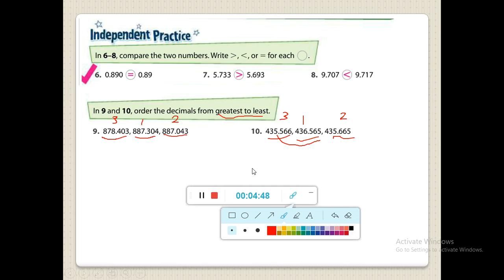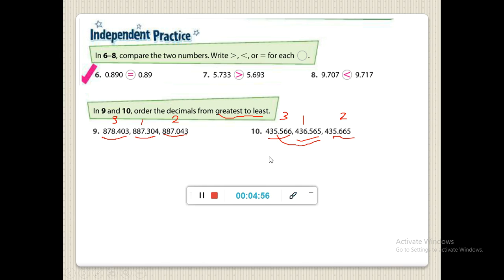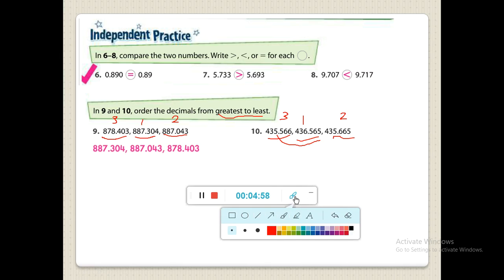But before I leave, let me show you the answers. Let me erase this. Yes, as we have said, this was the first, the greatest, this was the second, and this was the third, and here is the same. This was the first, and this was the second, and this was the third.